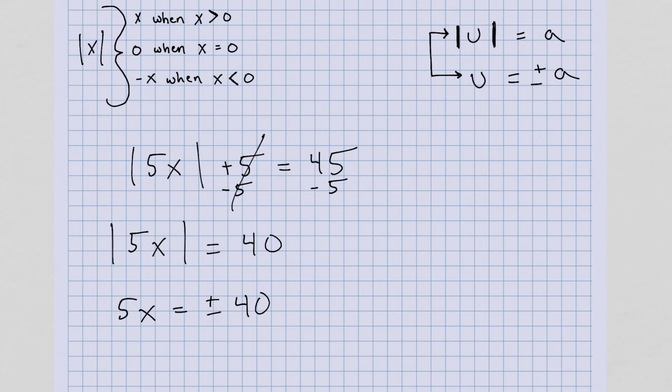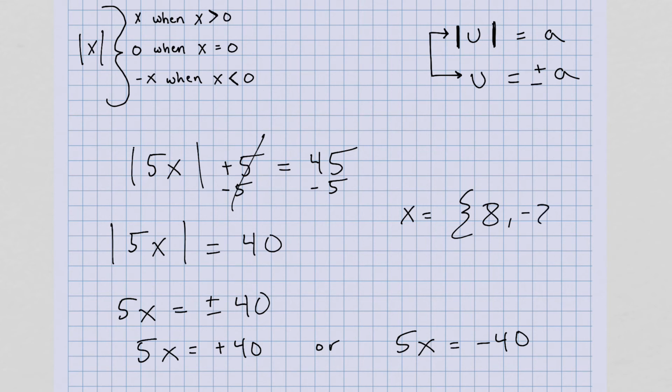Okay, so now we have 5x equals positive 40 or 5x equals negative 40. So we get x equals 40 divided by 5 gives us a positive 8, and negative 40 divided by 5 gives us a negative 8. So here's our solution set, 8 and negative 8.